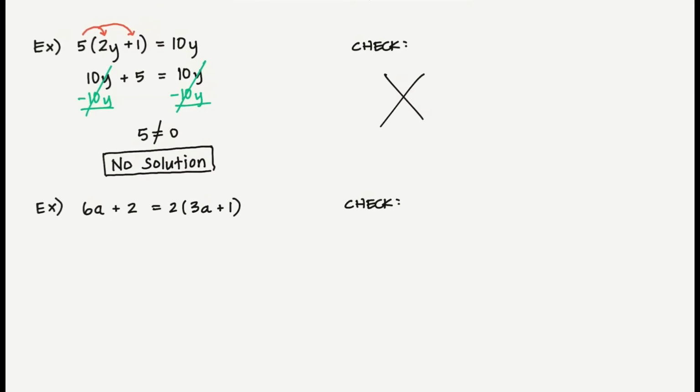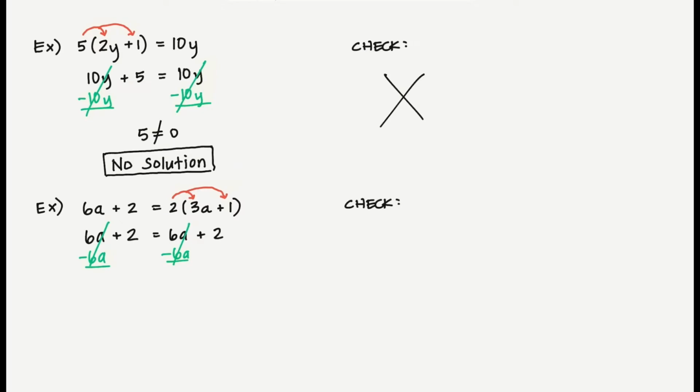6a plus 2 is equal to 2 parentheses 3a plus 1. So let's use our distributive property to get rid of our parentheses. So this on the other side equals 6a plus 2 as well. All right, well, let's just double check. Let's subtract 6a from both sides.